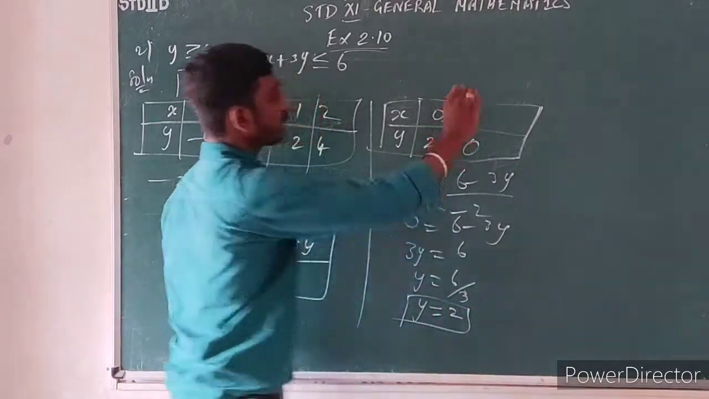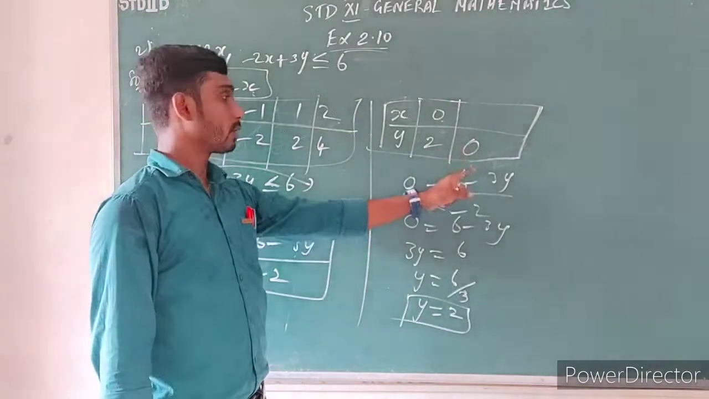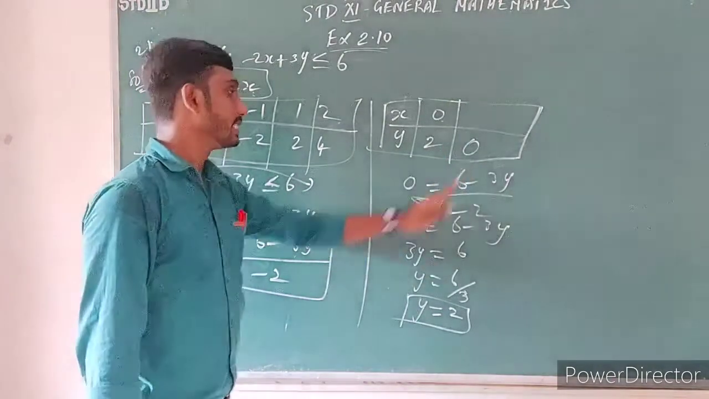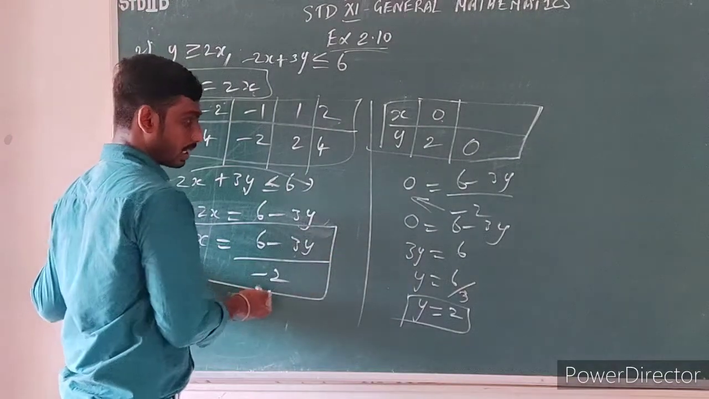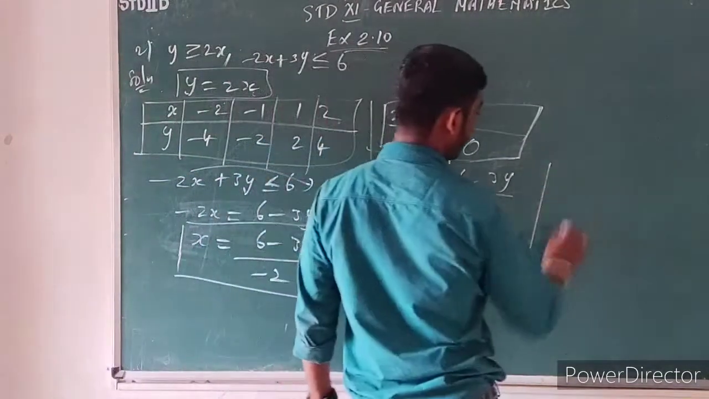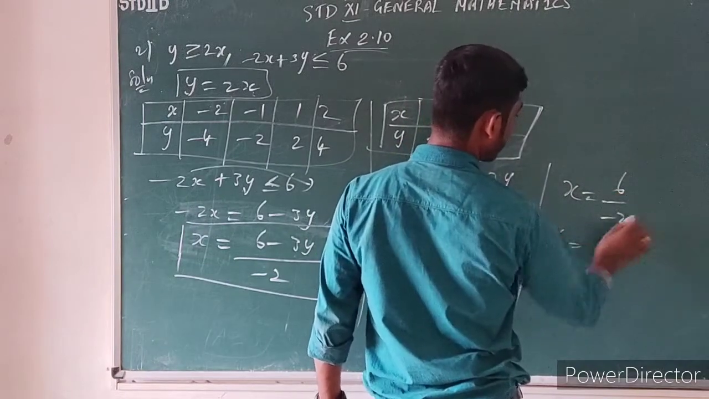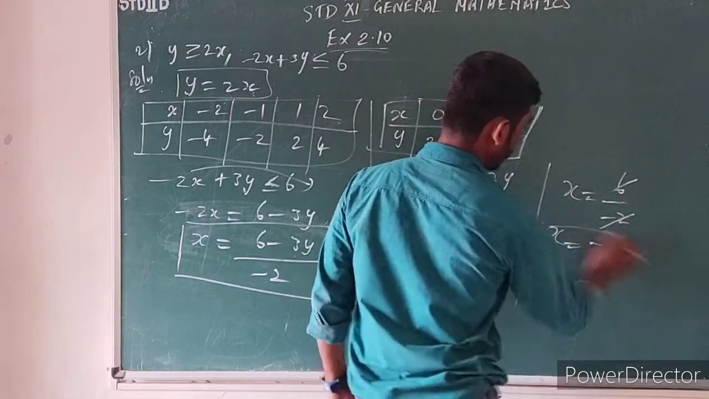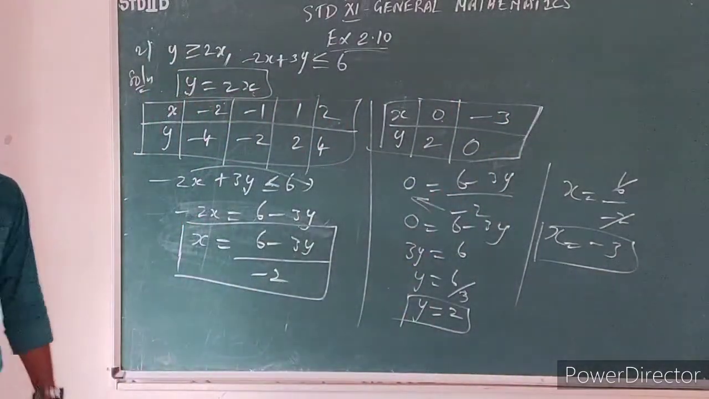So what is the value we are getting? 2 here. Now I am going to substitute y is equal to 0 in this equation. If y is equal to 0, the whole term will be cancelled here. Then what is the remaining value? x is equal to 6 divided by minus 2. Now cancelling this, x is equal to minus 3. x is equal to minus 3.